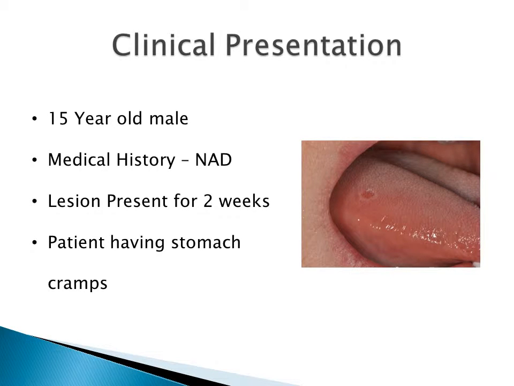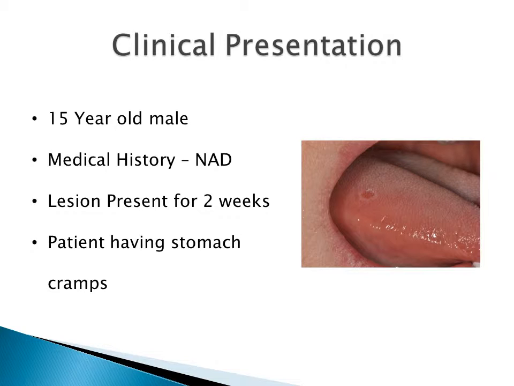Now, we've been presented with this case of a 15-year-old male patient whose overall health is good, with no abnormalities present in his medical history. However, he has complained of having stomach cramps recently. We were also presented with one clinical photograph showing a lateral view of the anterior two-thirds of the patient's tongue.